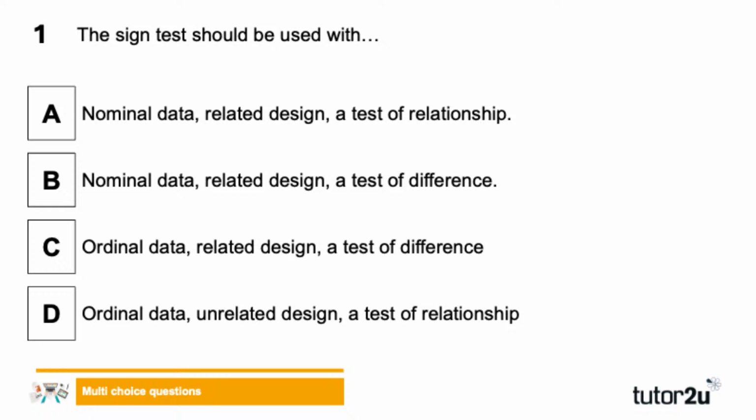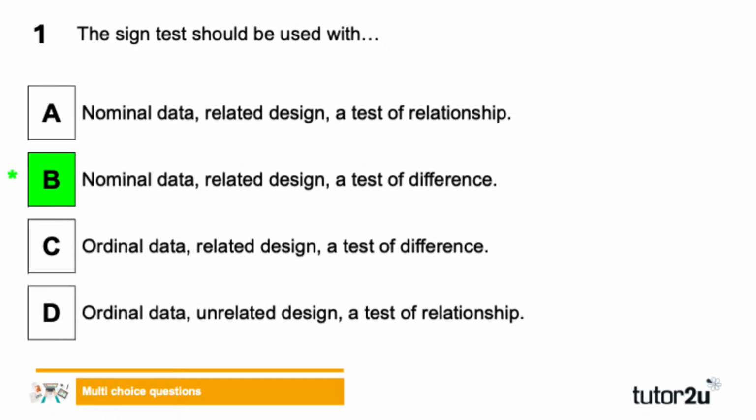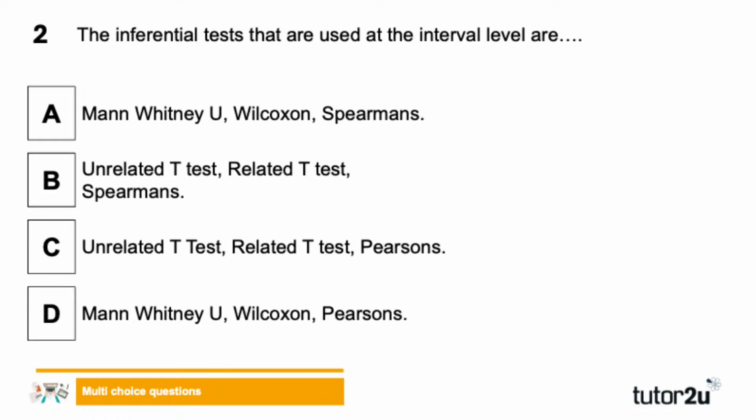Okay, so yes, the correct answer is B. Nominal data, related design, a test of difference. Okay, fantastic. Let's go to the next question.